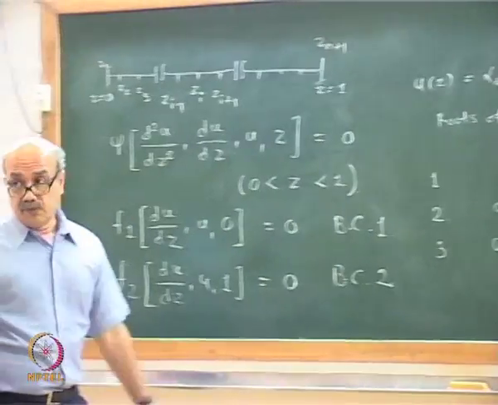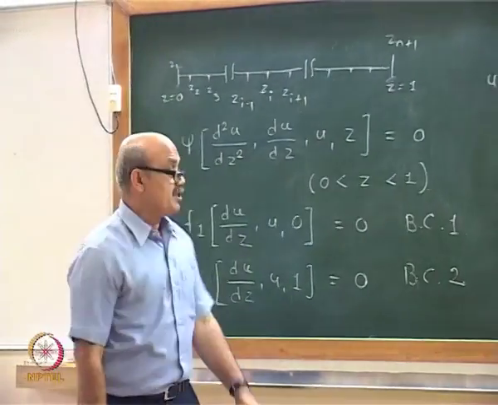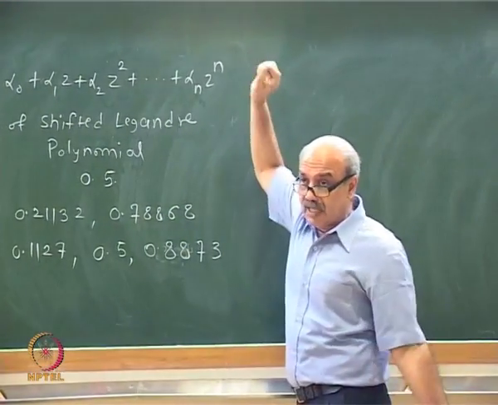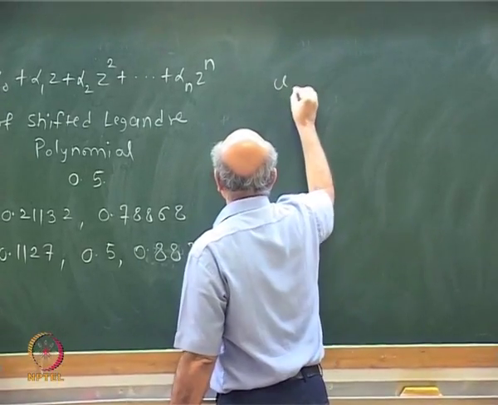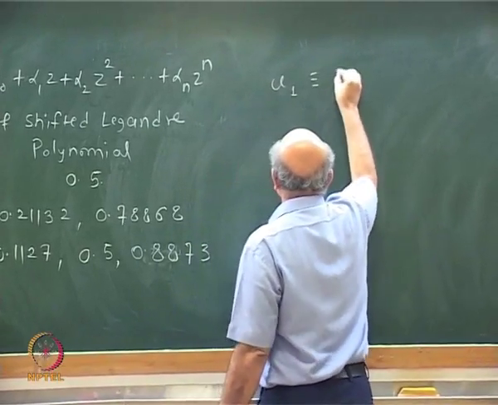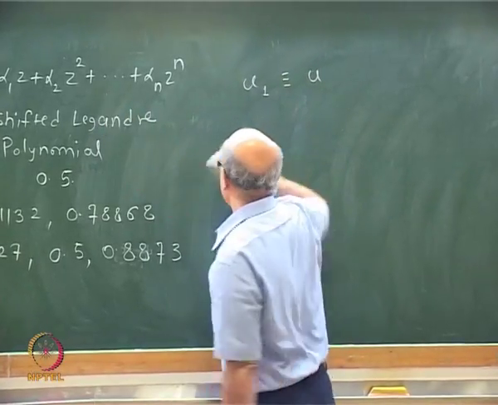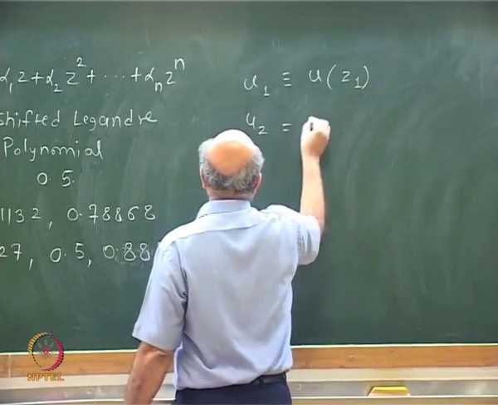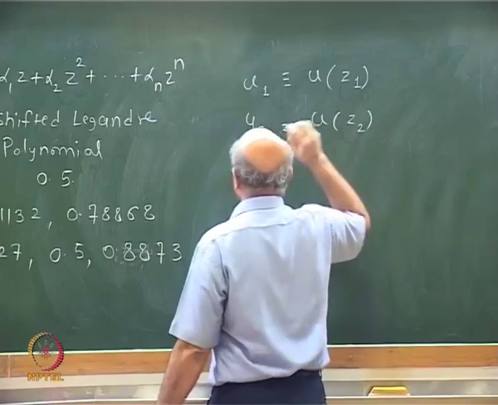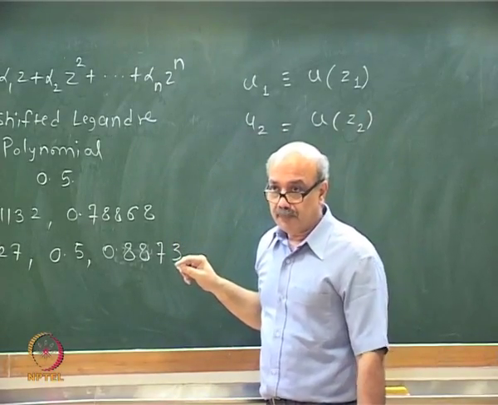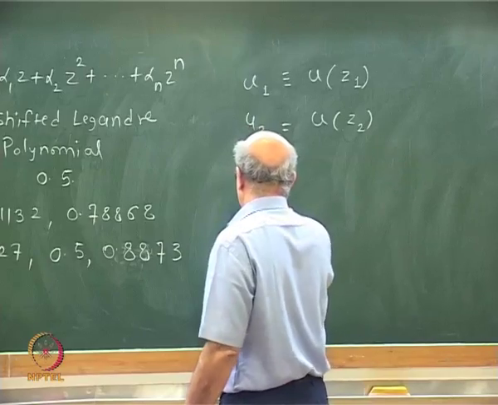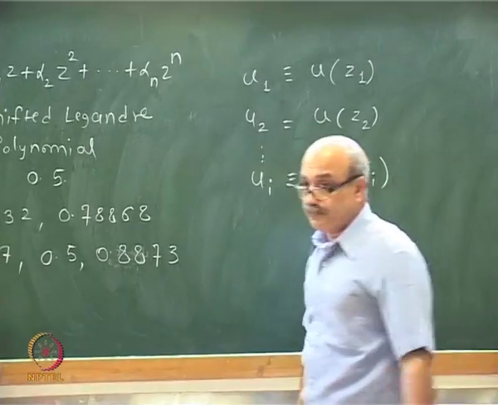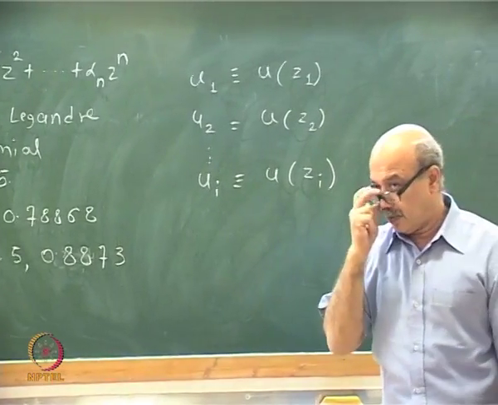We want to find the approximate solution, and for this approximate solution I have a naming scheme. My u1 corresponds to u, the approximate solution computed at z1, and u2 is u computed at z2, the second collocation point, and so on. So in general, ui corresponds to u at z equal to zi.